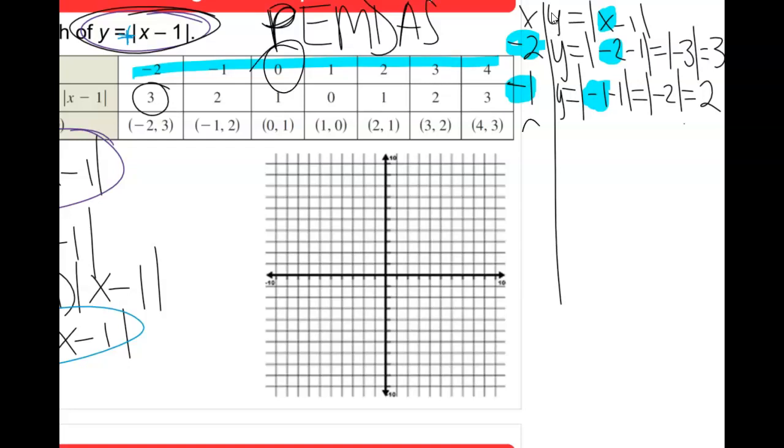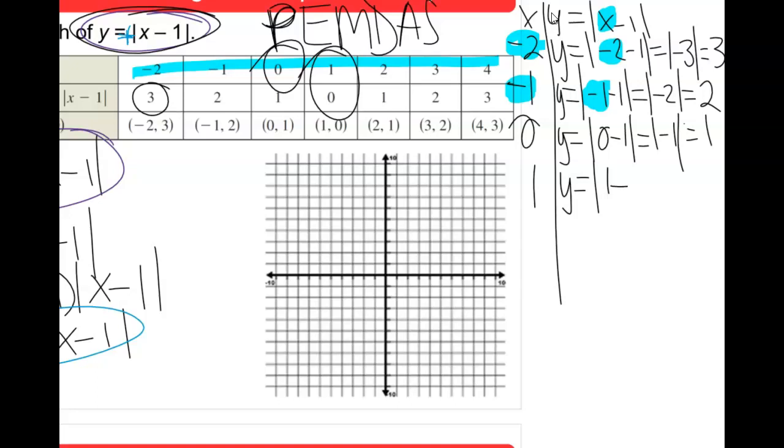Now, if we substitute x with a 0, we will get y is equal to the absolute value of 0 minus 1. And so this will turn into the absolute value of -1, which is 1. Now, the next one is 1 for x. So y will be equal to 1 minus 1, and that will be 0. So I'm going to do one more. If x is 2, we will have y is equal to the absolute value of 2 minus 1. And so this will be 2 minus 1 is 1, positive, inside the absolute value. So if the number inside the absolute value is already positive, once you take the absolute value of it, the answer will remain positive.